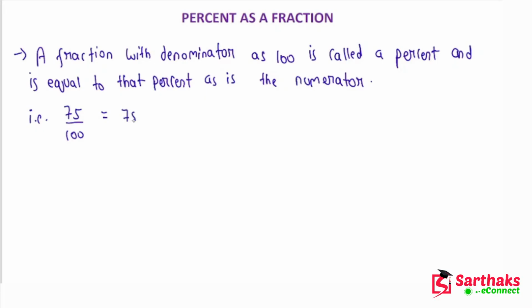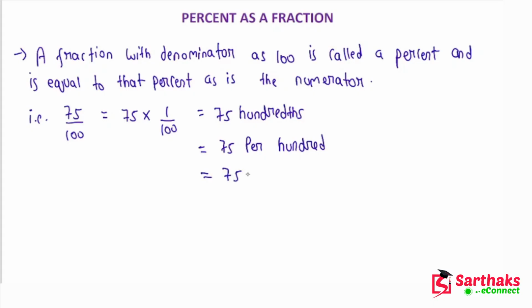So if I go by the concept that I have taught you, this is 75 into 1 upon 100, and that 1 by 100 is called a hundredth. So we have 75 hundredths. We just talked in the definition of percentage that 75 hundredths means 75 per 100. See, 1 upon 100 per 100, 75 per 100, so you will write it as 75%. So you have just converted a fraction into a percentage, right?